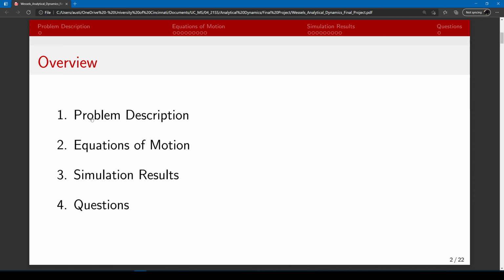So first today we're going to talk about the problem description, then we're going to go over the equations of motion, and then the simulation results, and then we'll wrap it up.